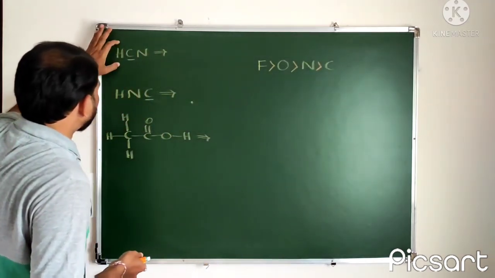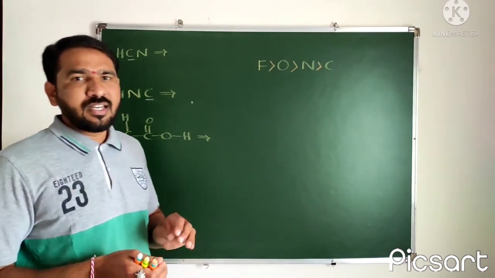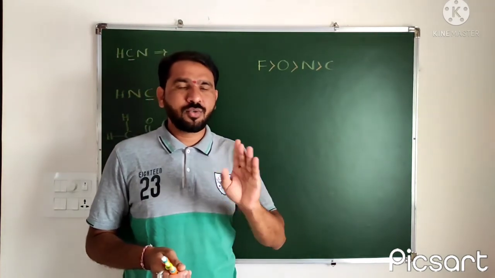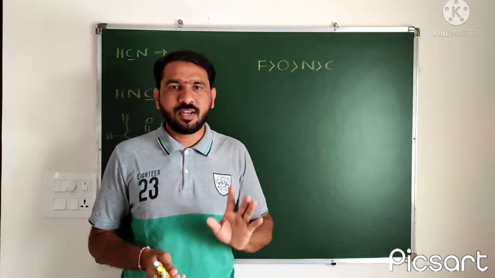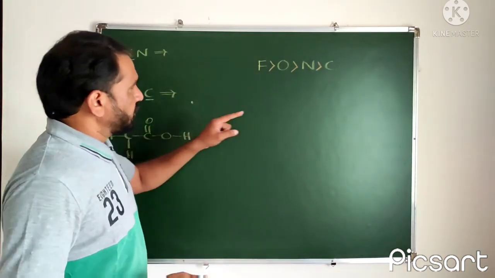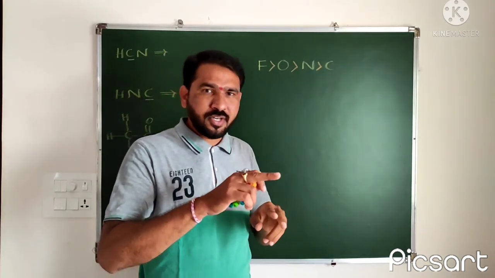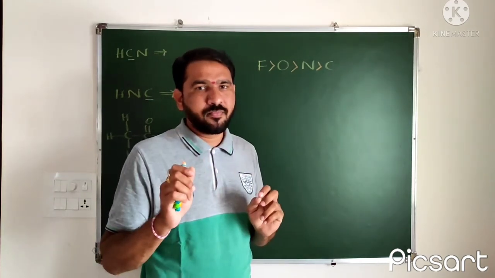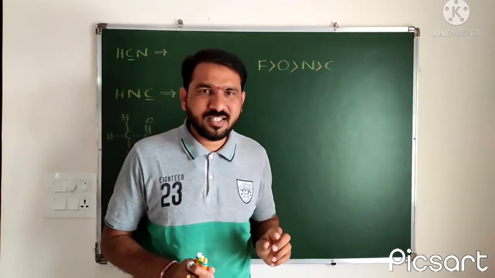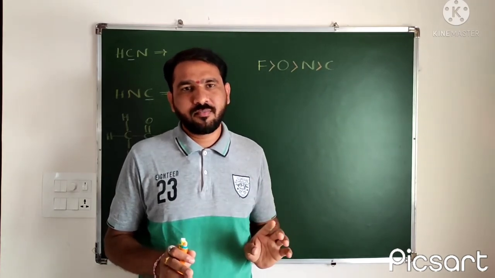Coming to the molecule HCN. Hydrogen is the least electronegative atom, because it belongs to group 1 and generally shows a +1 oxidation state. Then carbon and nitrogen. Nitrogen is more electronegative than carbon, so carbon shows a positive oxidation state and nitrogen shows a negative oxidation state.